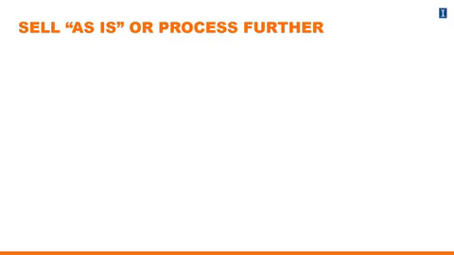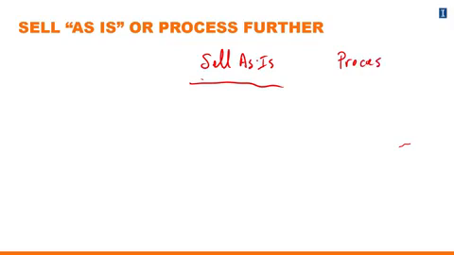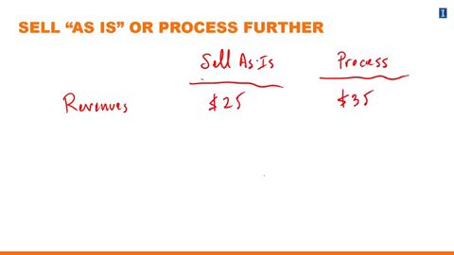So now let's compare the two versions of the table. We are faced with two decisions: whether we sell as is, and that is the existing version of the table, or we process further, and that is finish the assembled and painted version of the table. The revenues under each of these different decisions are $25 if we sell the unfinished version of the table, and $35 if we sell the fully processed one, the assembled and painted version.